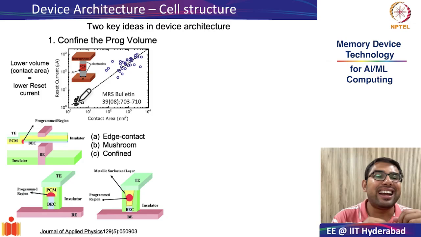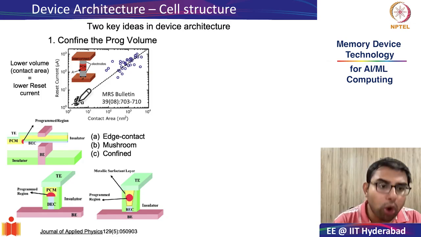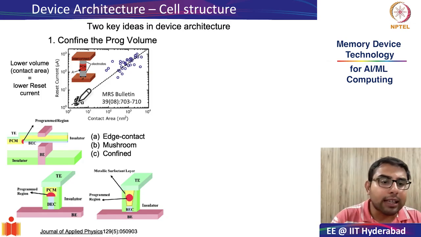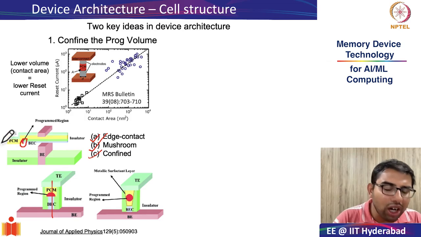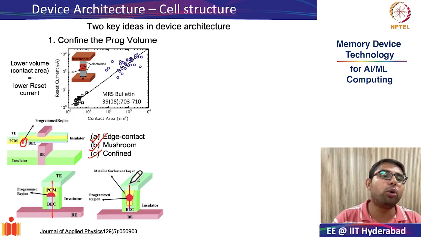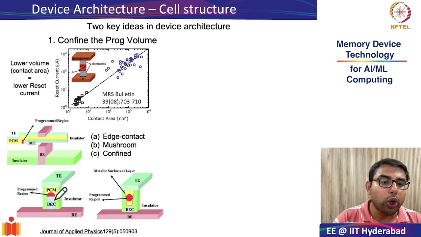And several device architectures were proposed to facilitate just that. Some of them I have shown over here. The first one is called edge contact, where the PCM material is just at the edge of the bottom electrode contact. And the other two architectures, the mushroom and the confined, are more vertical, whereas this one is more lateral. In these two, the programmable volume is sandwiched vertically between the bottom electrode and the top electrode.